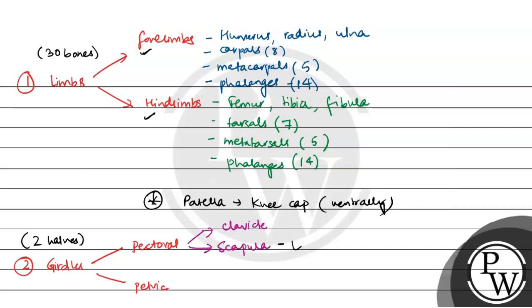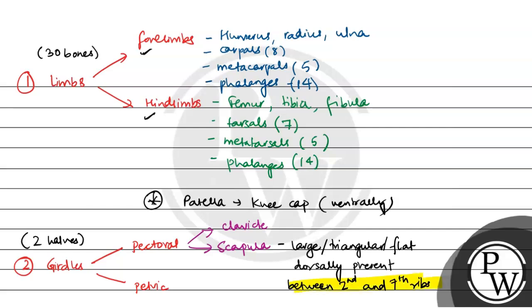Scapula is a large triangular flat bone which is present basically in the dorsal part. Dorsally present होता है. And it is present between the second and the seventh ribs. Second और seventh ribs के बीच में ये present होता है, the scapula.